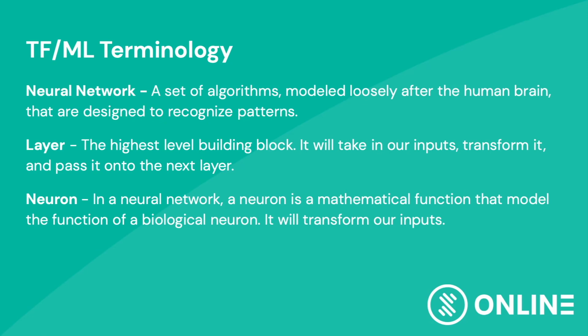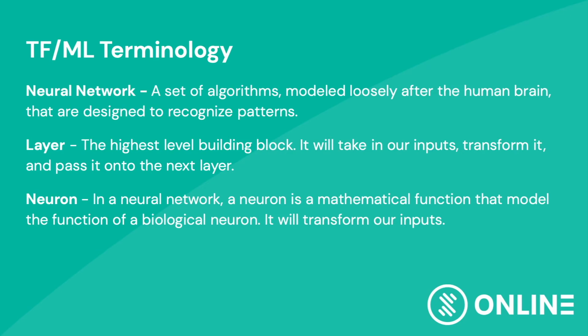A neural network is a set of algorithms modeled loosely after the human brain that are designed to recognize patterns, which is why it's called a neural network, based on neurons in your brain that kind of think. A layer is the highest level building block. It's going to allow us to take in inputs, transform them, and pass to the next layer. We're only going to be working with one layer today, so it's not as complex as we need it to be.